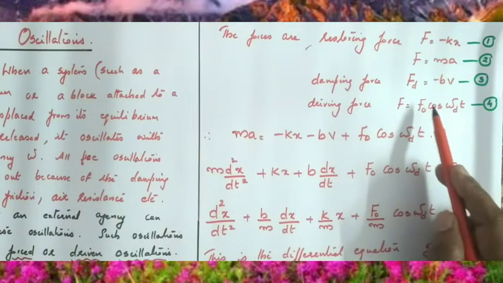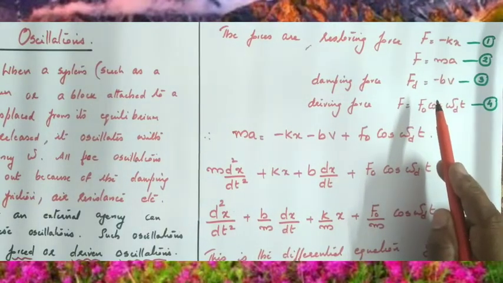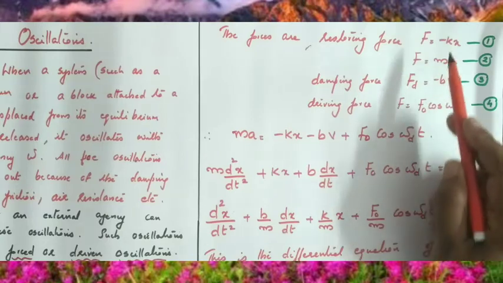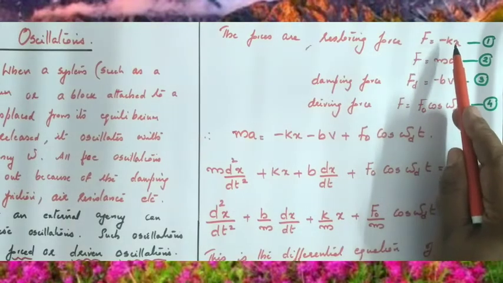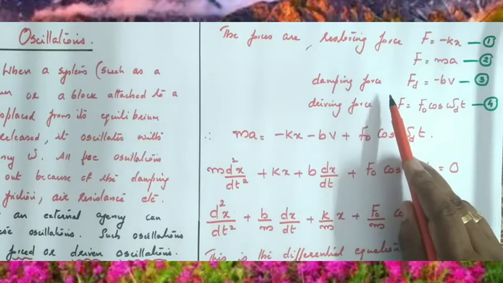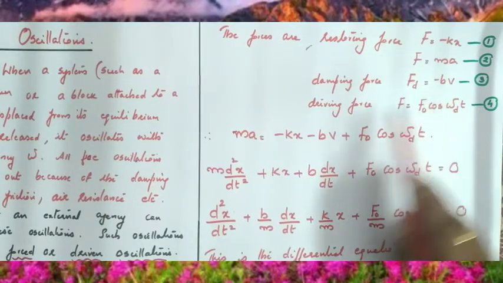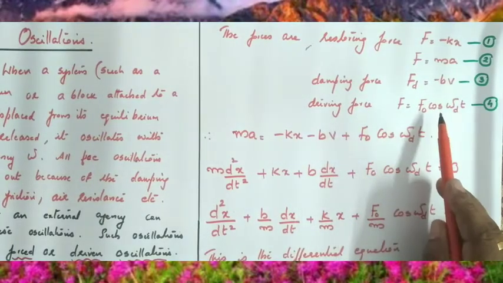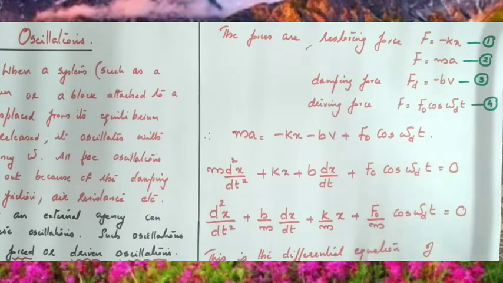So, there are four forces here in a driven simple harmonic motion or driven oscillation. What are they? F equal to minus kx, F equal to ma, damping force Fd equal to minus bv, and the driving force F equal to F0 cos omega d t.